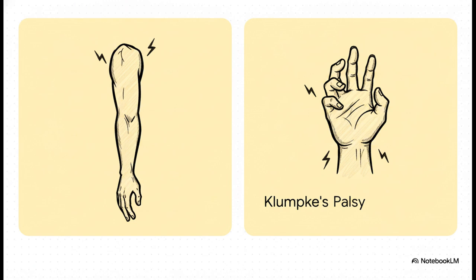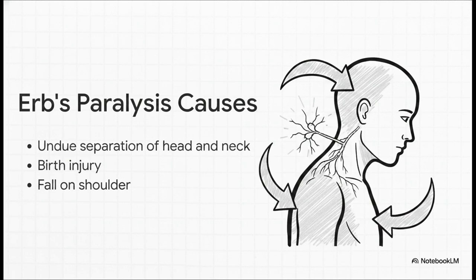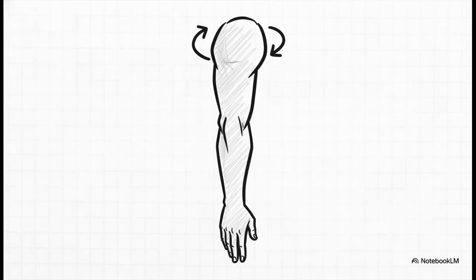We're looking at Erb's versus Klumpke's. An upper trunk lesion at C5 and C6. The direct result of that is Erb's paralysis. Six nerves meet at Erb's point. Undue separation of the head and shoulder causes this damage. The classic presentation here is the porter's tip hand. The arm is inwardly rotated and completely extended.